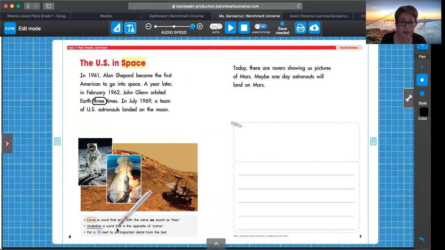Next one. Underline a word that is the opposite of come. Opposite of come. So up is the opposite of down. Cold is the opposite of hot. Which is the opposite of come? Got it? Go. Go is the opposite of come. All right. And so if you have this book at home, you could also be doing it with us. Come and go.